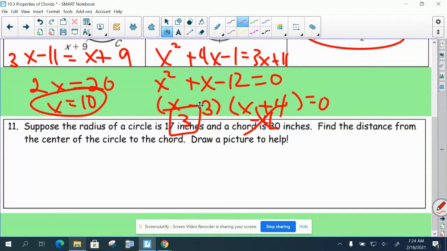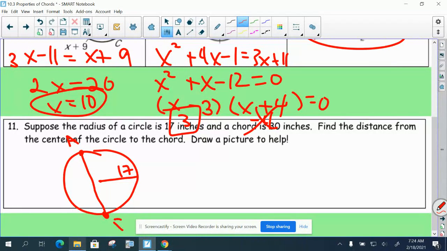And then last question here. This one's really important, so make sure you're paying attention. Suppose the radius of a circle is 17 inches. Okay, let's draw a circle. The radius is 17. And a chord is 30 inches. So I'm going to draw a chord over here. Let's call it chord AB, and let's call the center point C. So this is 30 inches long. Find the distance from the center of the circle to the chord. So we're trying to find the shortest distance here.